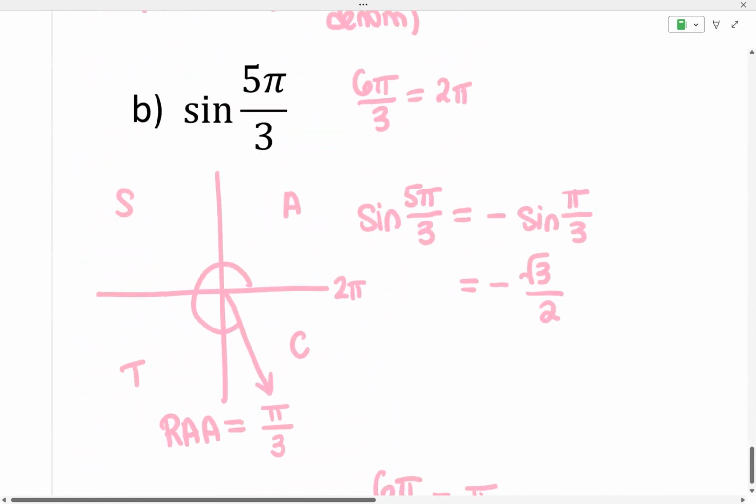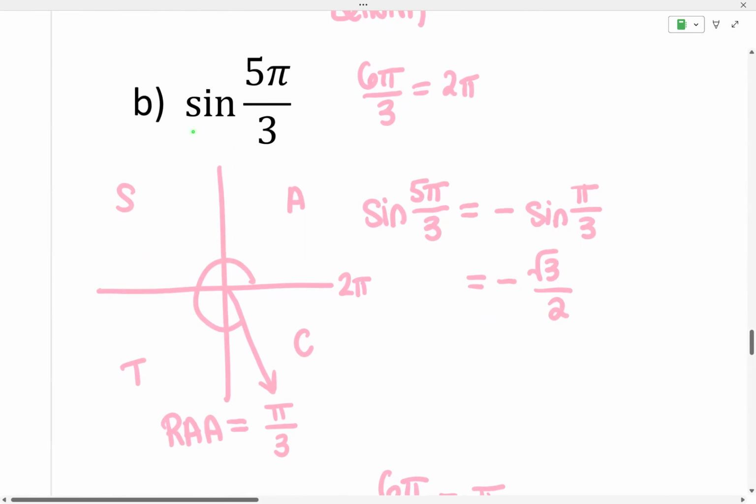Okay, the next one, we always draw it first. So 5 pi over 3 is a bit less than 2 pi. So it's in the C quadrant. Again, its related acute angle is pi over 3. So we know that sine of 5 pi over 3 is going to be related to sine of pi over 3. And the reason, again, why it's negative is because it's in the C quadrant.